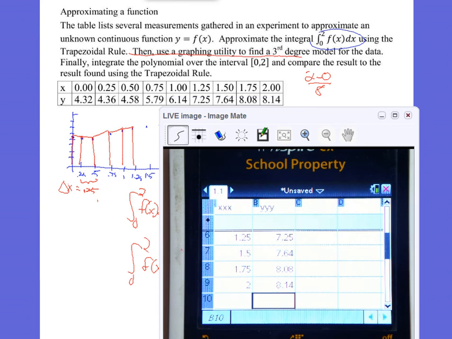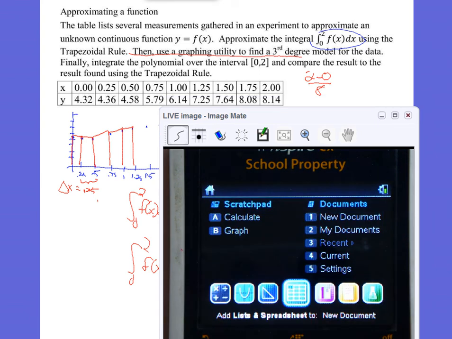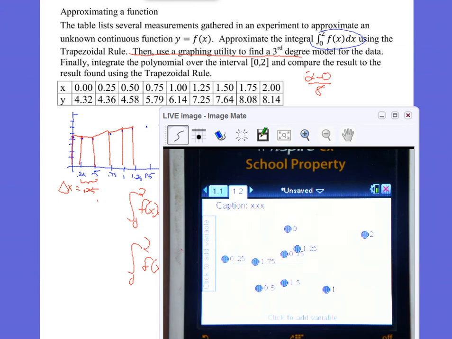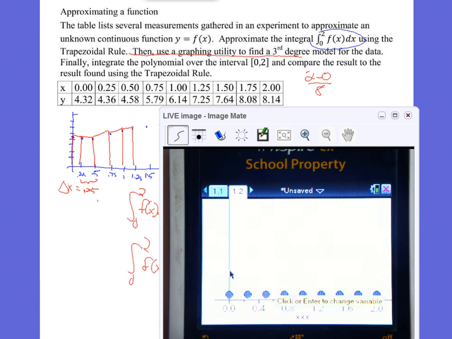So once all the data is entered in, you go back to the home screen, and the purple icon, Data and Statistics, brings up your scatter plot. You need to organize your data. Go down to the x-axis, your x variable, slide over to the y-axis, pick your y variable.